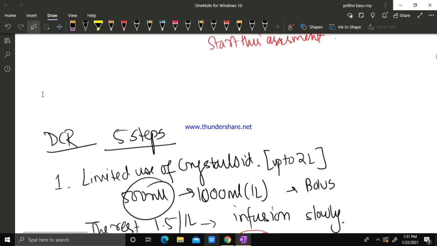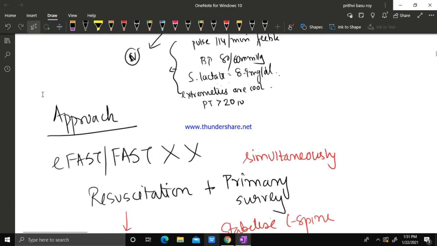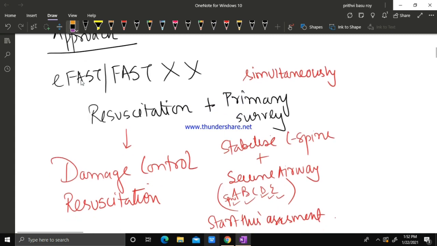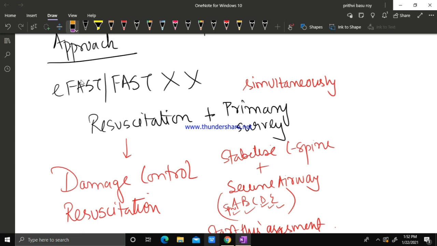Suppose the case was a 36-year-old male who presents to the ER following a road traffic accident, and you find that there is pain abdomen, patent abrasion over the abdomen, and the vitals are unstable. How do you approach? You do a resuscitation and a primary survey.